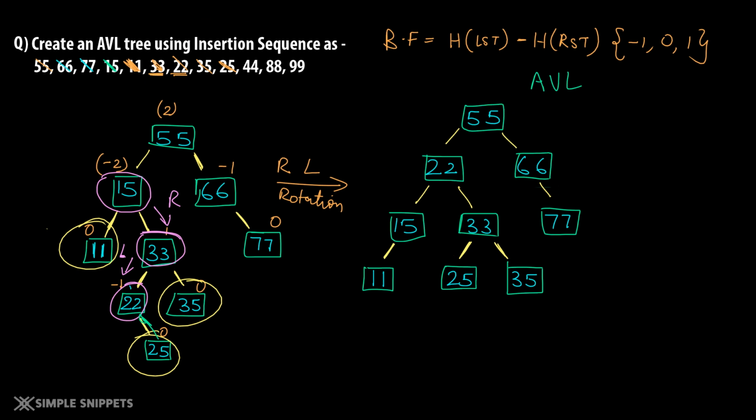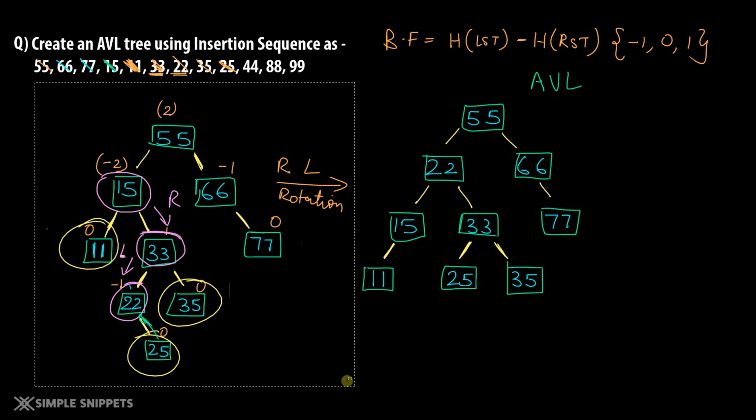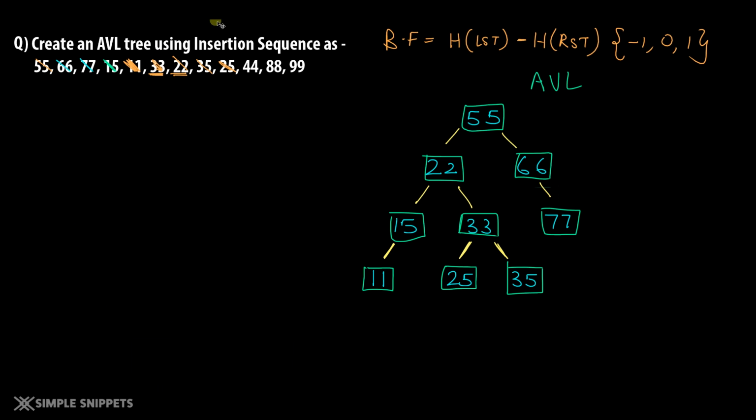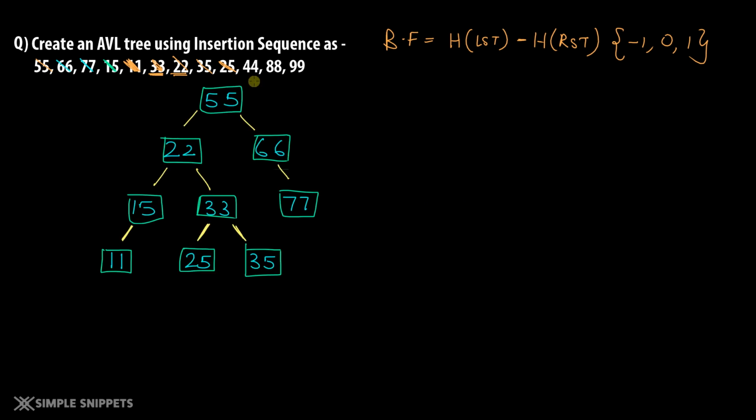Okay, so let's get rid of this unbalanced structure and we will use this new one as our new structure. Okay, so let's proceed further. I know it's going a little lengthy, but now we have 44 to be inserted. 44 is smaller than 55. Again, go to the left. 44 is greater than 22. Go to the right. 44 is greater than 33. Go to the right. 44 is greater than 35 also. So 44 will be attached as the right child of 35.